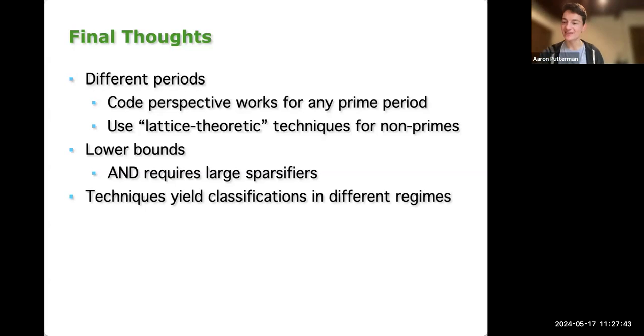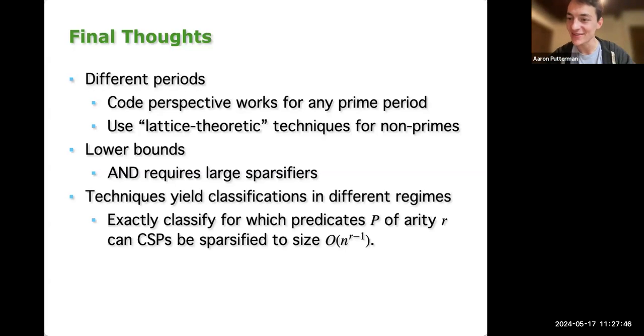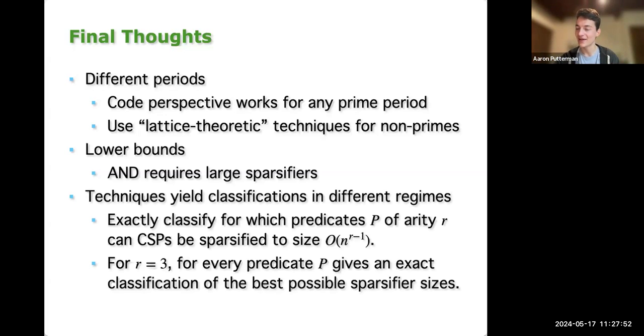The final comment was just that these techniques have also led to classifications in different regimes of CSPs. Here we were considering symmetric and periodic predicates. It turns out that we've been able to use them to classify when predicates are amenable to non-trivial sparsification. A trivial sparsifier would be of size O(n^r), because there are n choose r possible r-tuples to apply the predicate to. It turns out that we can give an exact classification of when predicates are sparsifiable to size O(n^(r-1)). For small r, we've also been able to give an exact characterization, for all predicates, of the best possible size of their sparsifiers. And this is all coming through this coding theoretic perspective.